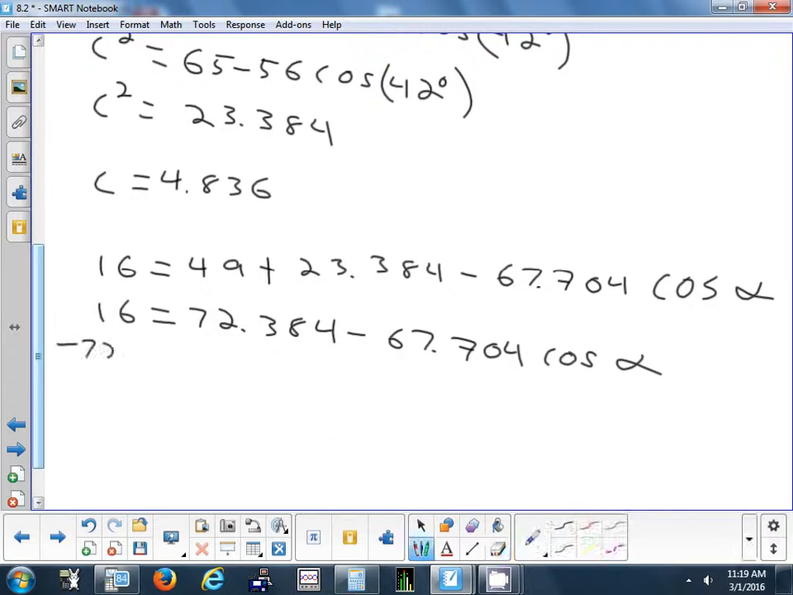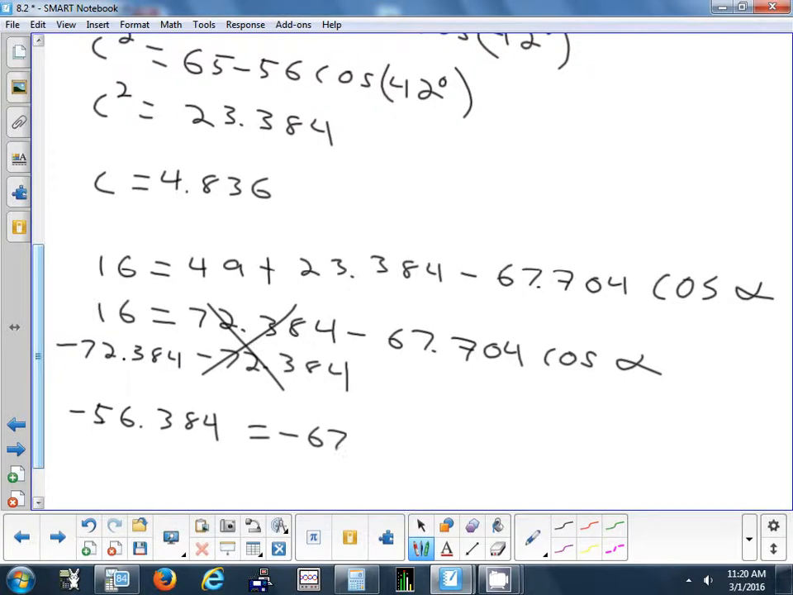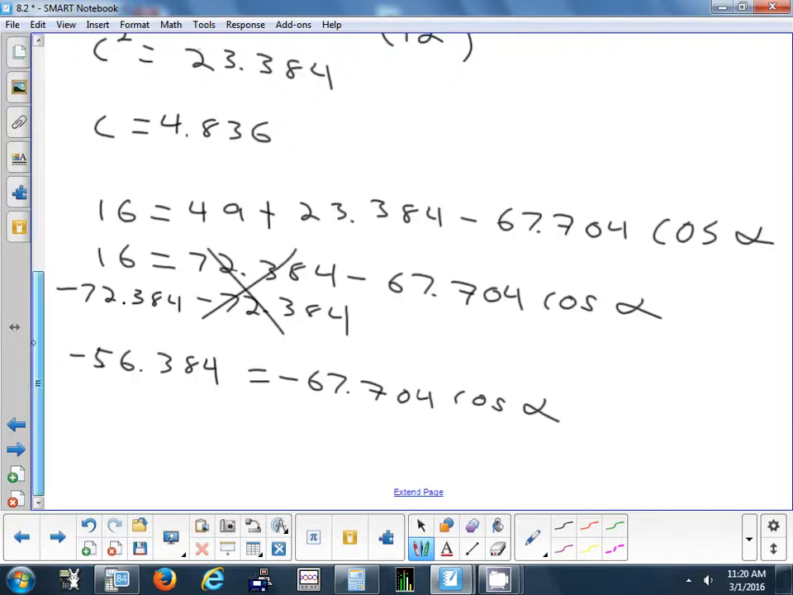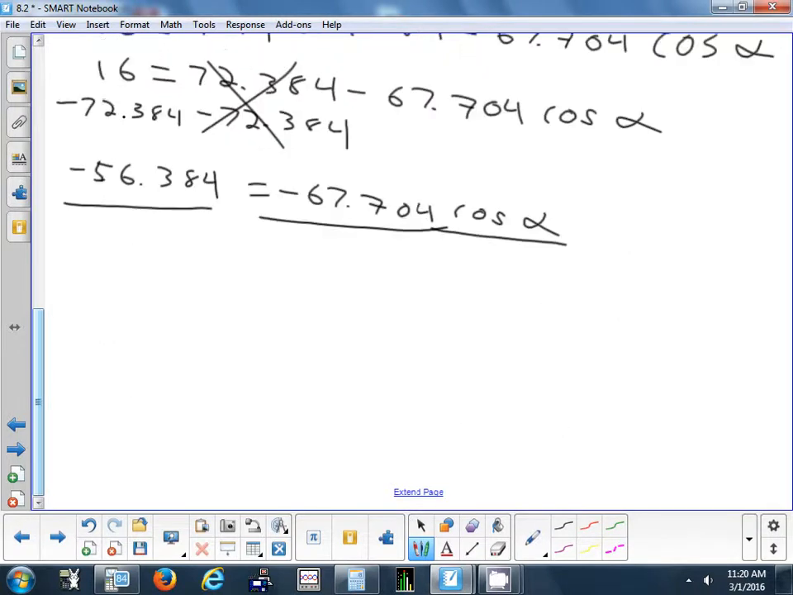So we'll minus 72.384. Okay, and does anybody have that? 16 minus negative 56.384. Okay. Equals negative 67.704. Okay, what's my next step? Yep, divide both sides by the negative 67.704.